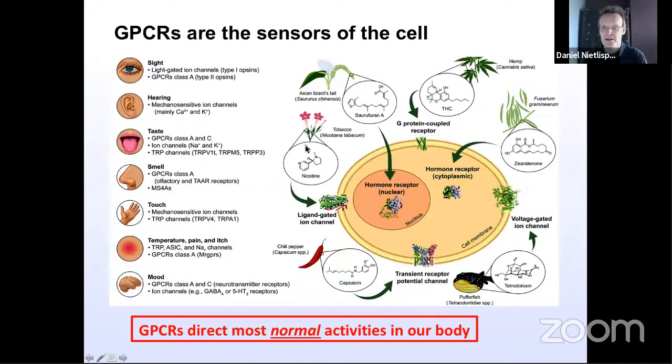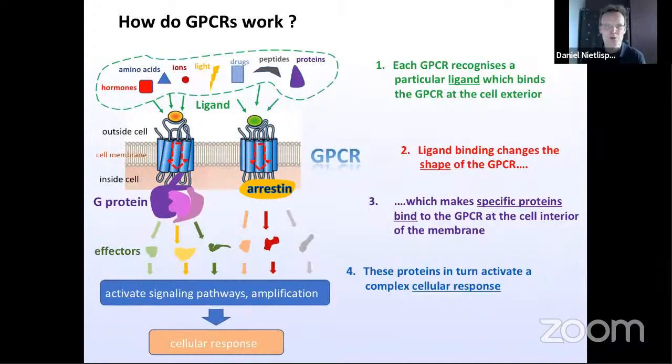So these GPCRs are really the sensors of the cell. They enable view, hearing, taste, smell, even touch sensation, so that we can feel also heat. They influence our mood. Overall, I think it is right to say that GPCRs are really involved in most of the normal activities in our bodies. And so they are really controlling most of the activities in our body. Now, the question, of course, is how do these GPCRs work?